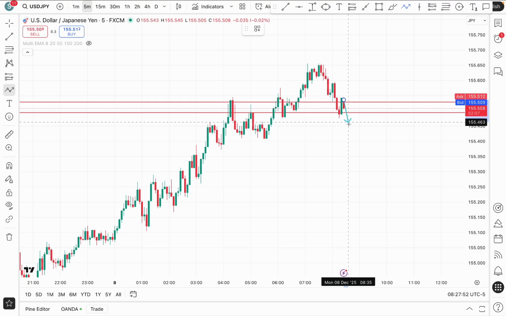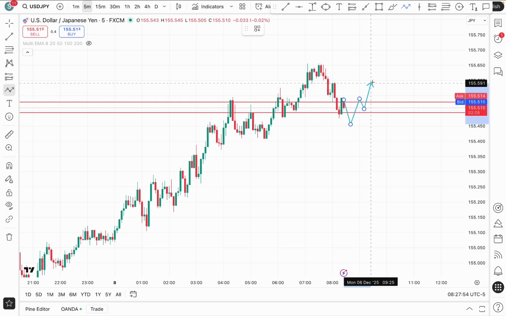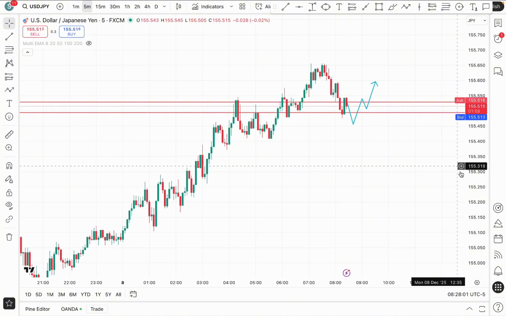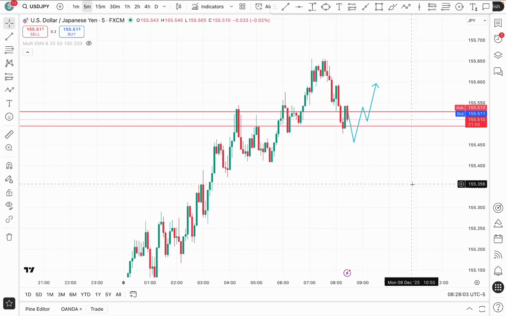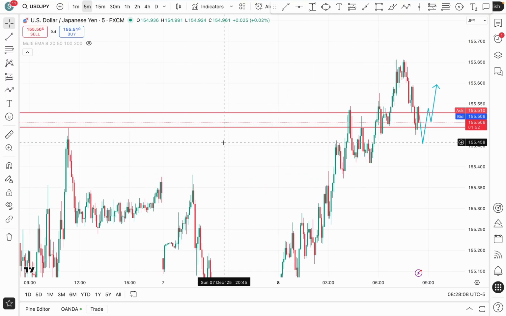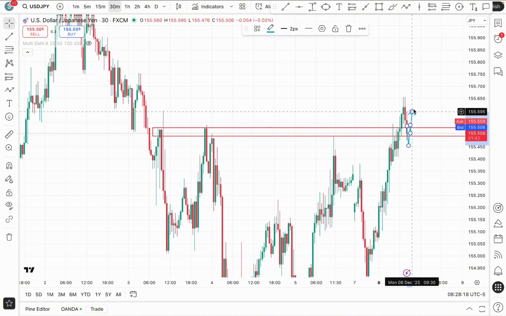I want to look for a higher low, because people probably have their stop loss right here. I'm gonna see how we look with that. If we keep going up, I'm gonna have to take profit right here.